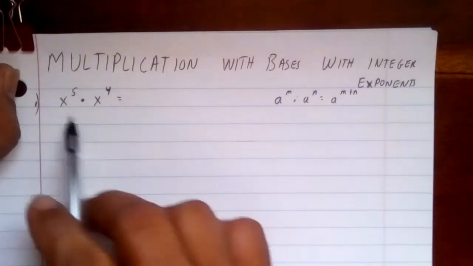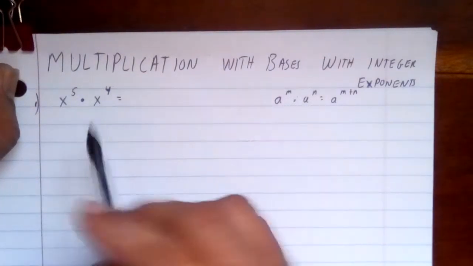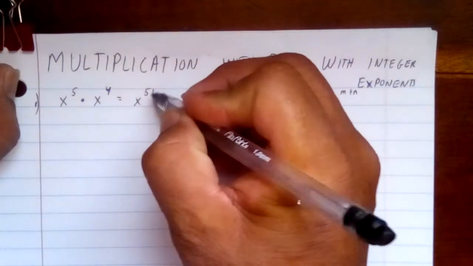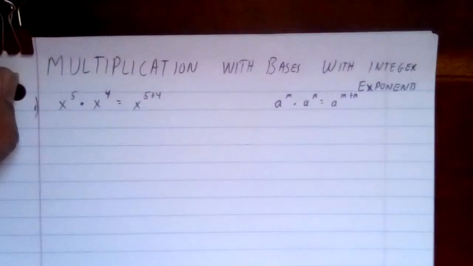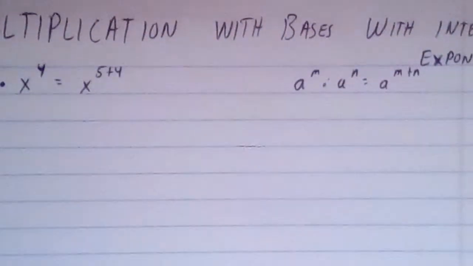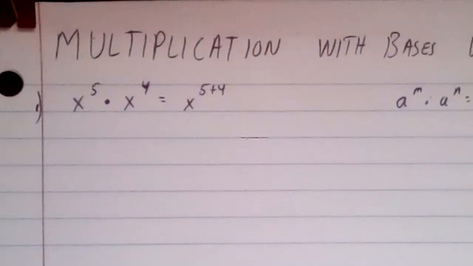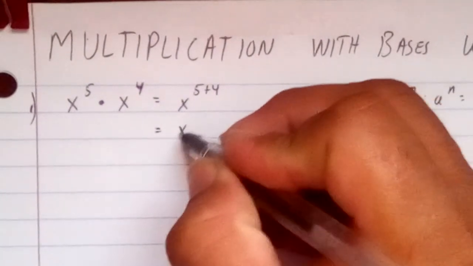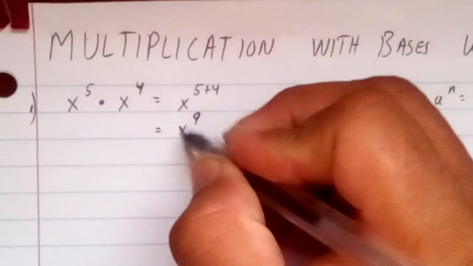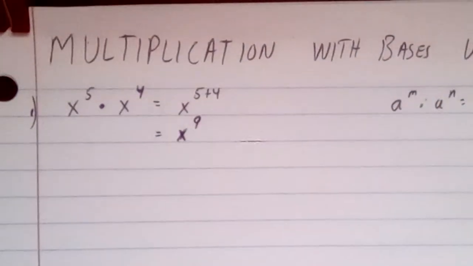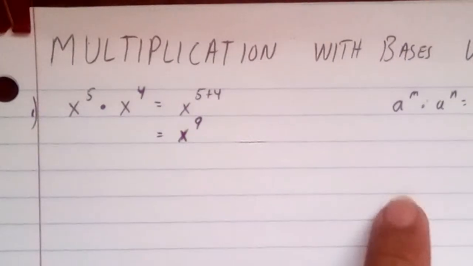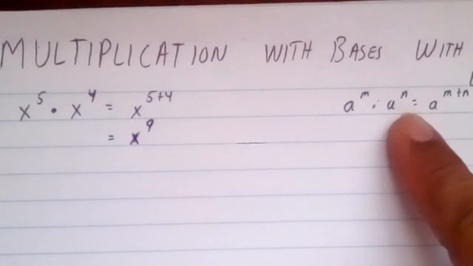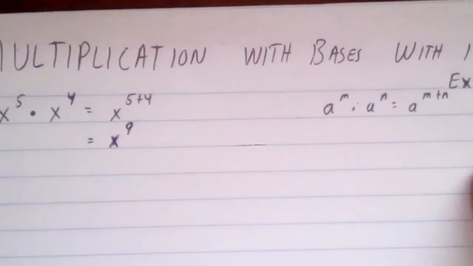So in this case, since both of them have like bases, we'll keep the base, which is x, and we'll say 5 plus 4. Let me zoom in there a little bit so we can see that problem much better. Hence the next step is x to the 9th power, and that's our solution. So remember, the rule says a base to a power times that base to a different power. We keep the base and simply add the powers.